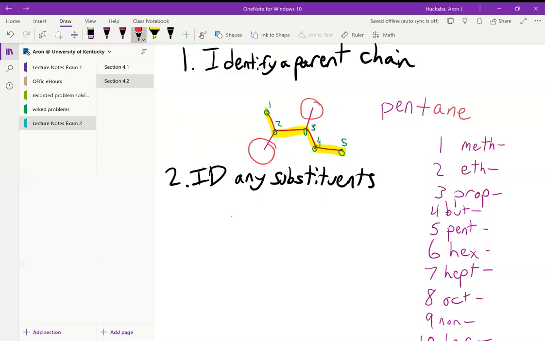These are 1 carbon substituents, and if you remember, the prefix for 1 carbon is meth. And every time we identify a substituent, we put on the suffix "-yl". So each of these would have a name of a methyl.